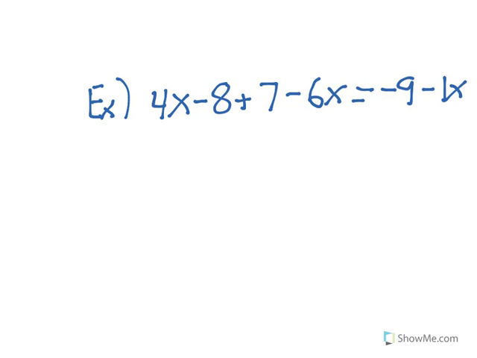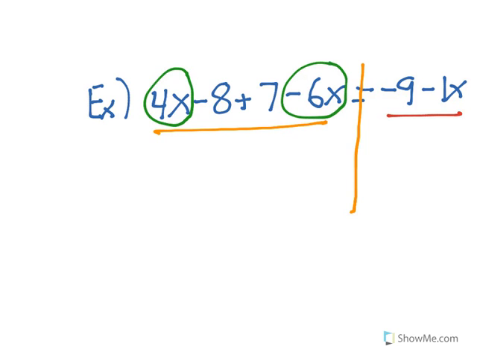I don't see any parentheses, so I don't need to do my distributive property. So then what I want to look for is like terms. Like terms, remember, have to be on the same side. So if it helps, you might want to draw a little line here. We're just going to focus on this left side to start with, and then we'll focus on the right side.